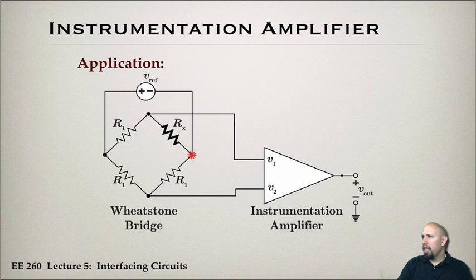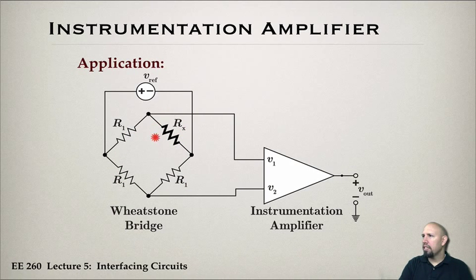Okay, which means the current flowing through here is identical to the current flowing through here. If those two currents are identical, then the voltage across this is equal to the voltage across that, which means that these two voltages are identical, and we get 0 volts out. Okay, so if the circuit is in balance, we get 0 volts out. So that circuit is in balance if this resistor is the same as the others.